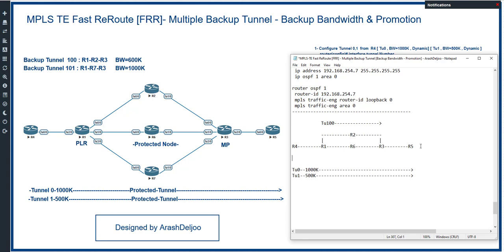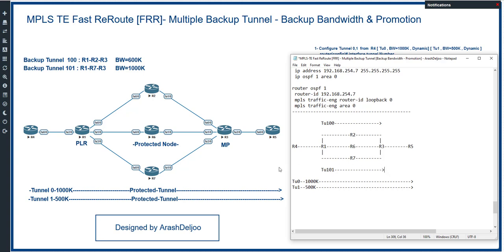Also, here we have another path, for example R1, R7, R3. This is the link from router 1 to router 7. This is router 7. After that, router 3. And this is the next link, and this is R3. Very good. Now we are configuring another backup tunnel from router 1 to router 3 on this path, for example tunnel 101 from router 1 to router 3.